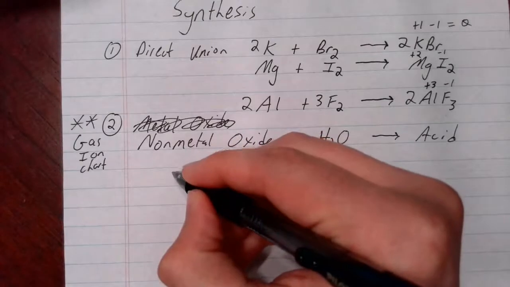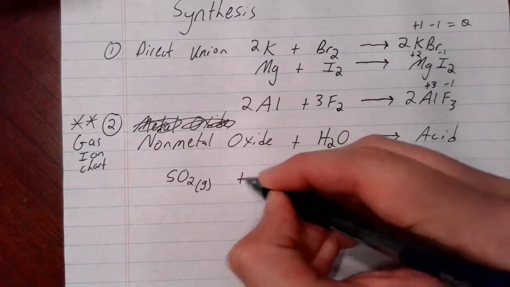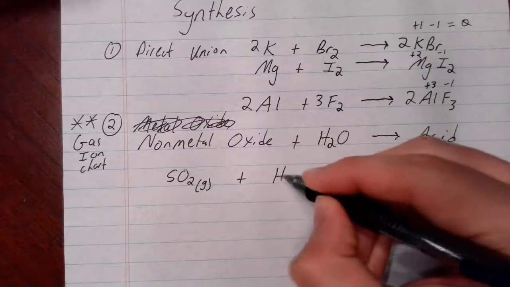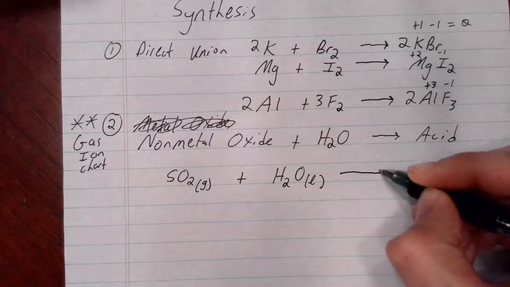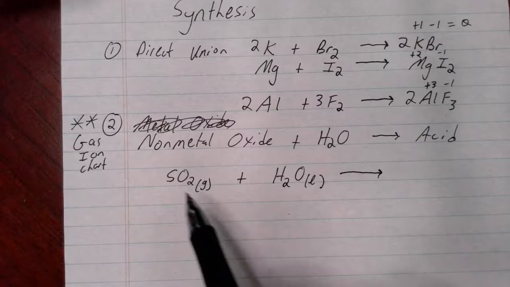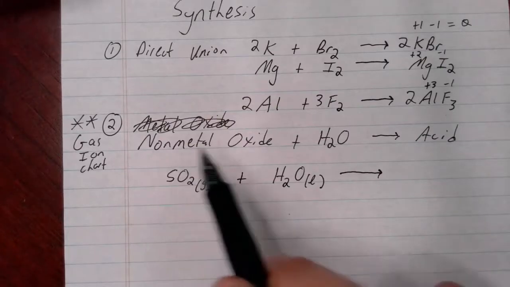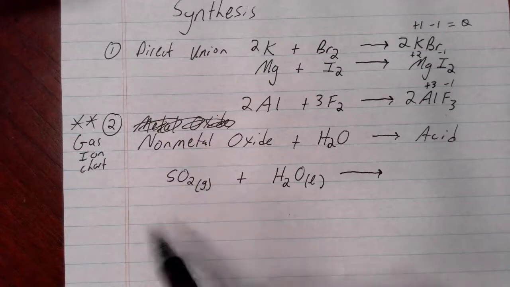So I might have sulfur dioxide gas plus H2O liquid. Okay. So I see this. I can't just stick them together. It's not a direct union. It's not two simple atoms. It is a nonmetal oxide plus water. So when you have a nonmetal oxide, you have to refer to the gas ion chart to see what ion this nonmetal forms when it dissolves in water.